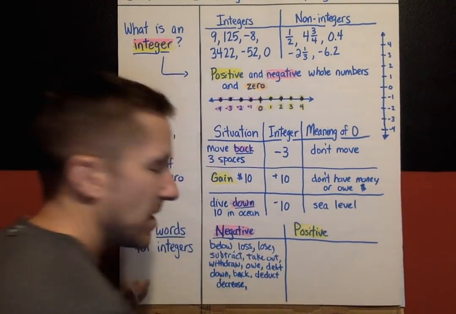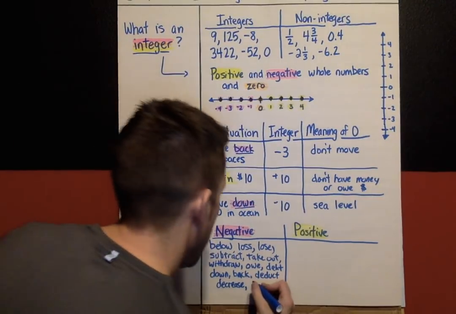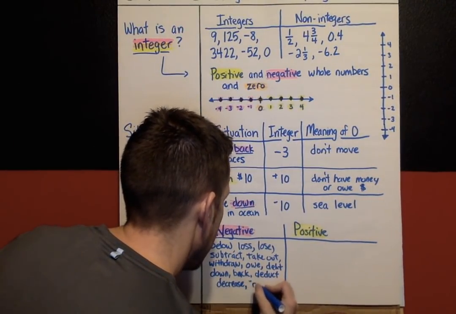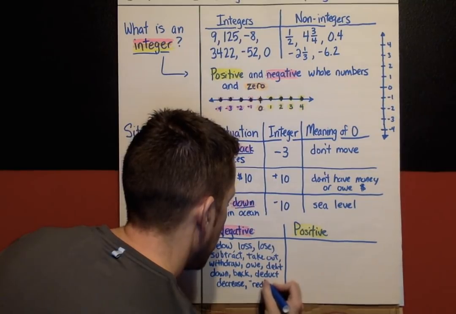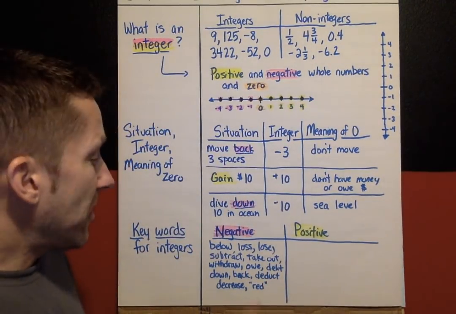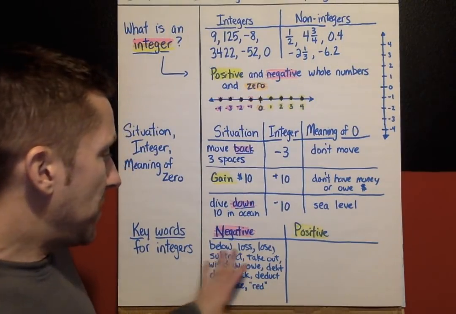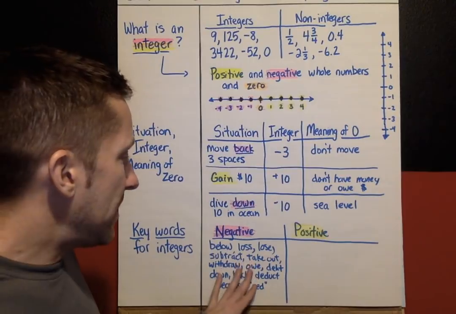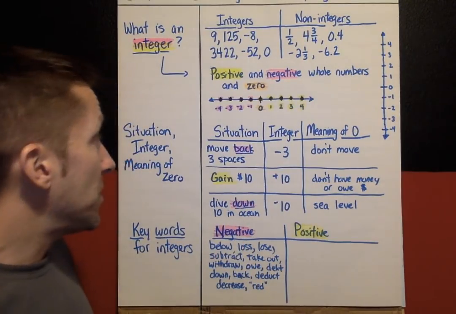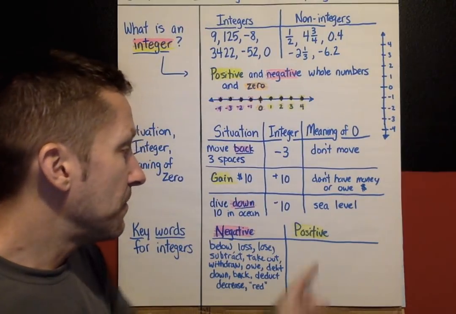Another one that you hear with money sometimes is you're in the red. If you hear that, or red ink, those are accounting terms. If you're in the red, that's a negative situation. There are more, and we may come back and add to this as we discover more. But these words are going to indicate a negative situation. You would use a negative integer to represent what's going on.